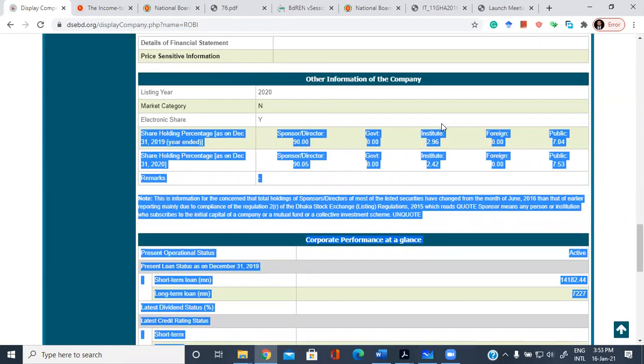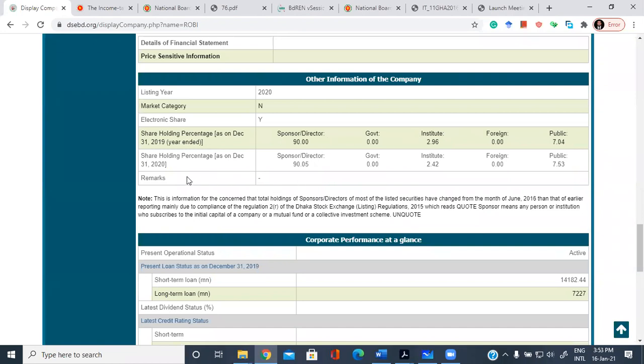as of December 31, 2020, how much is in the hand of a sponsor director? More than 90%, right? Yes, sir. 90.05% is in the hand of sponsor director. In the hand of financial market institutions, only 2.42% now. And you also see that the foreign category does not hold anything as of this date.